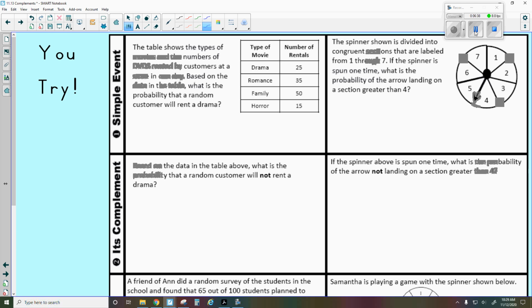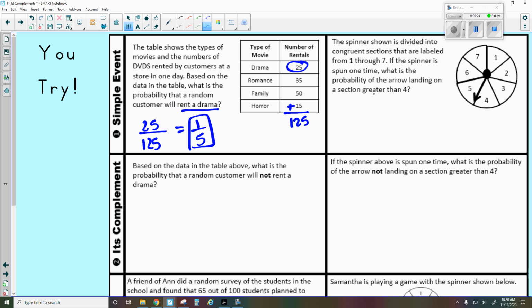The table shows the types of movies and the numbers of DVDs rented by customers at a store in one day. Based on the data in the table, what is the probability that a random customer will rent drama? So here's drama. So we have 25. And then we need to add the total. And that gives us 125. So 25 out of 125 customers rented drama. And we always want to simplify our fraction. And that simplifies down to 1/5.